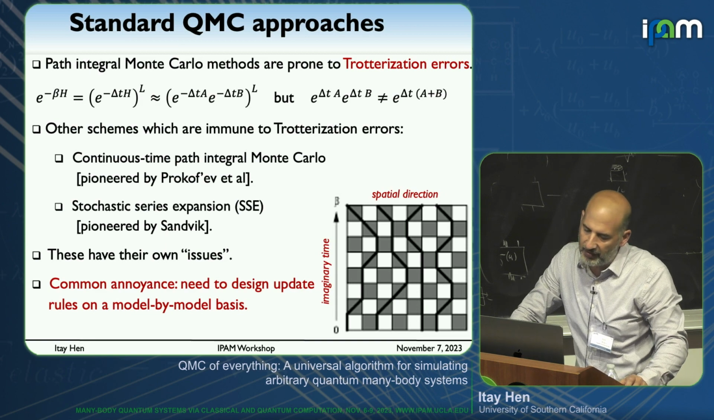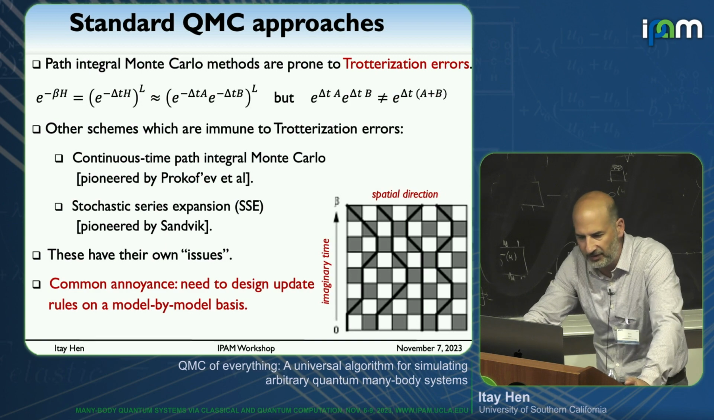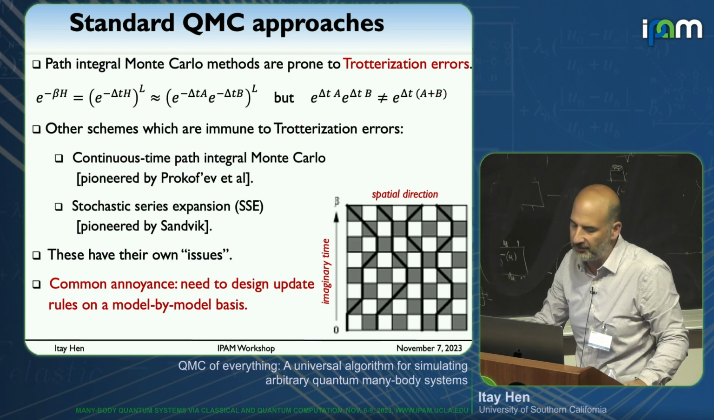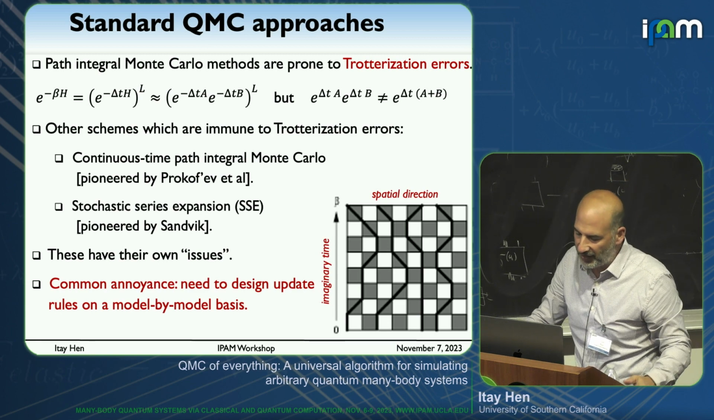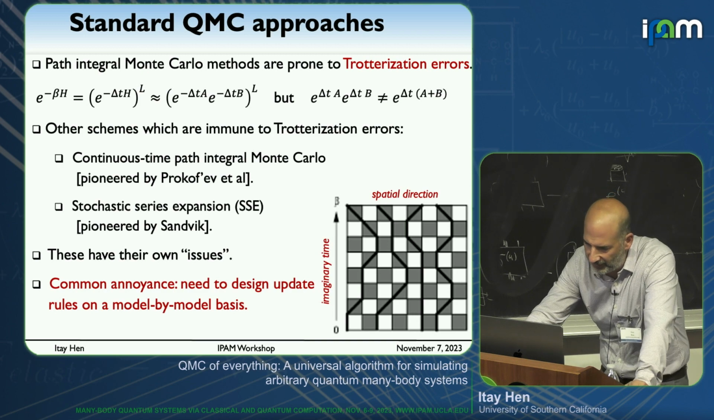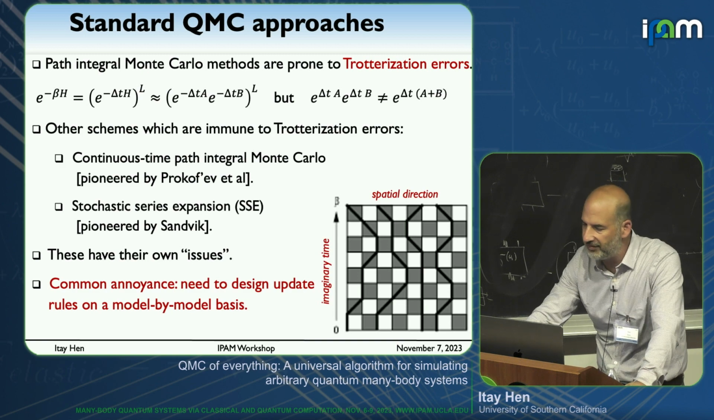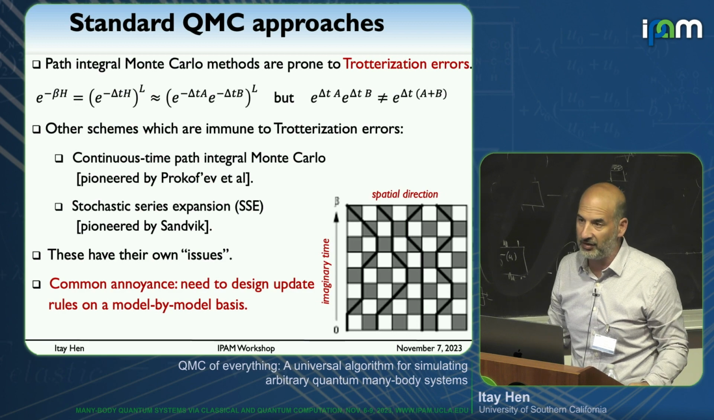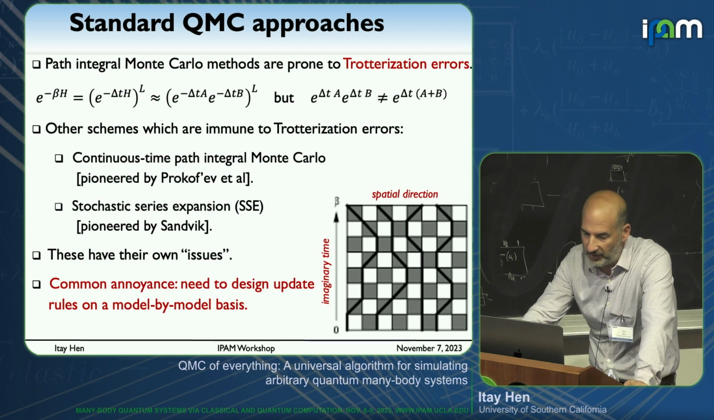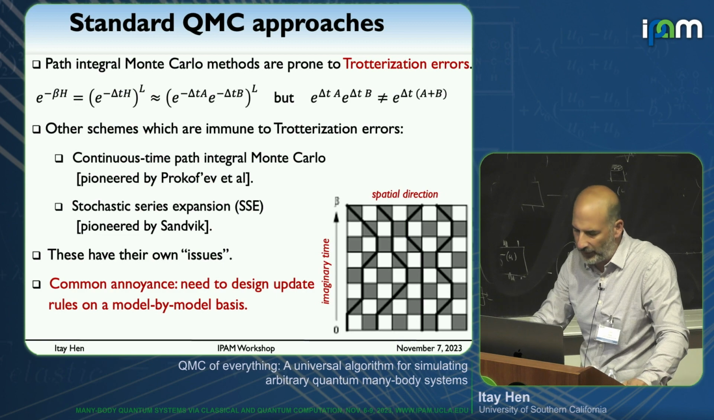I guess the experts among us will not use trotterization methods. They'll use either continuous time path integral quantum Monte Carlo that was pioneered by Prokofiev et al., or stochastic series expansion that was devised by Anders Sandvik. And these are really great methods. They don't have trotterization issues, and they actually are the main workhorse nowadays, I guess. But again, these have their own issues. I'll not go into all those right now.